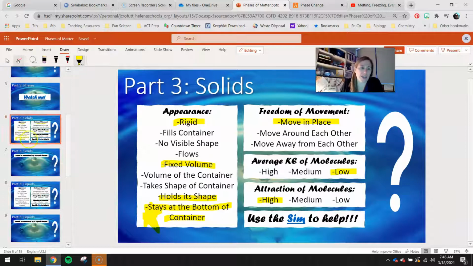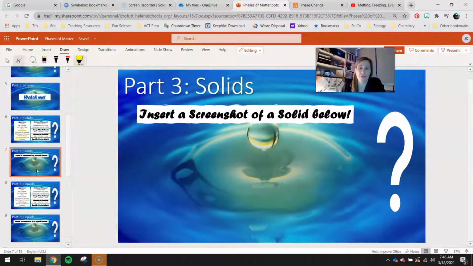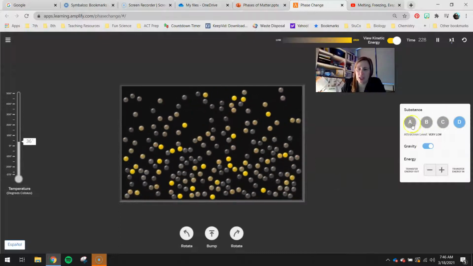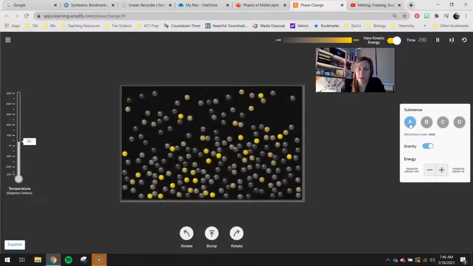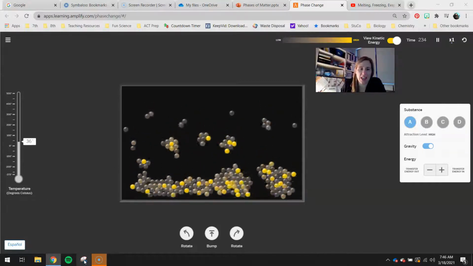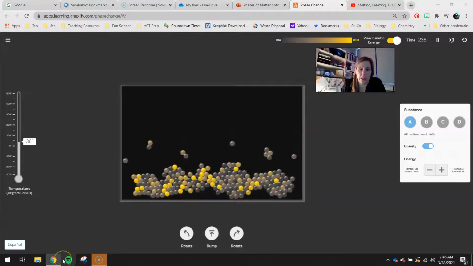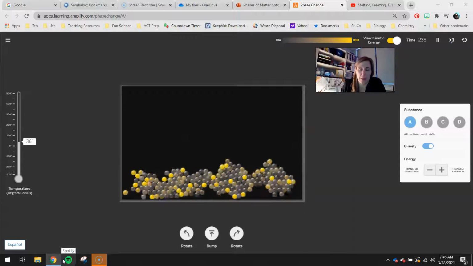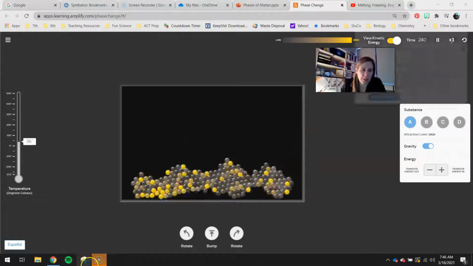Obviously, you guys are going to do the liquids and the gases, but the next part you guys have to do with the solid is you need to find a solid, liquid, or gas on your simulation. In this case, A was your solid. Okay, so you guys will need to take a screenshot of that and insert that into your PowerPoint presentation. Okay, so here is my picture of my solid.